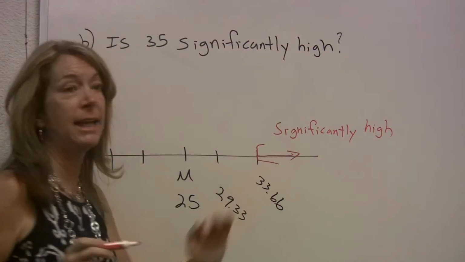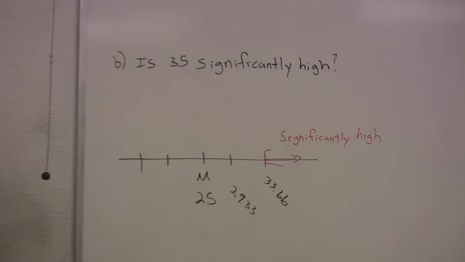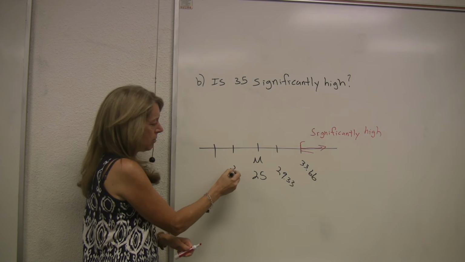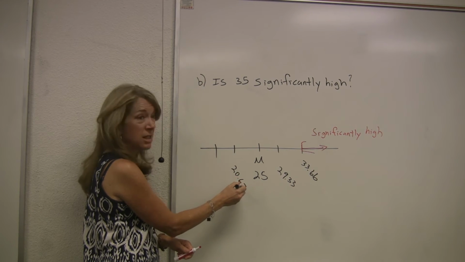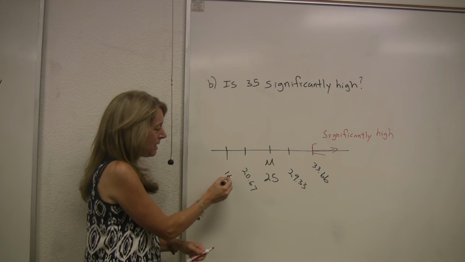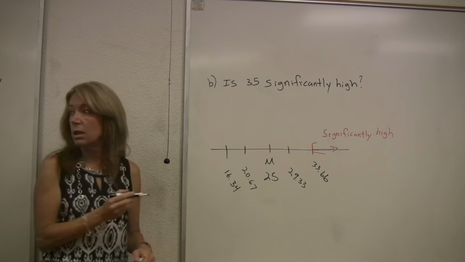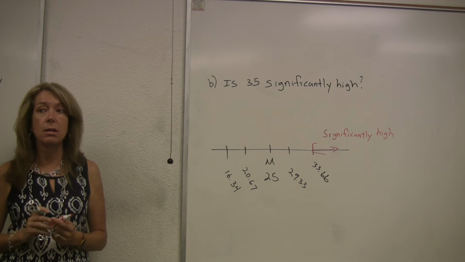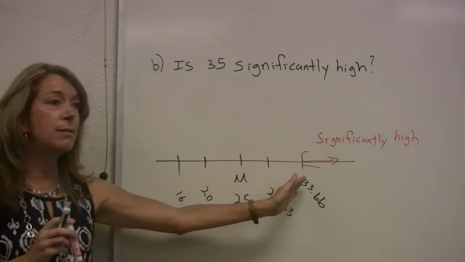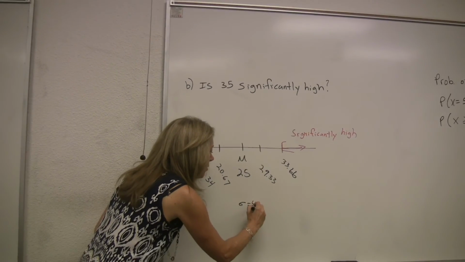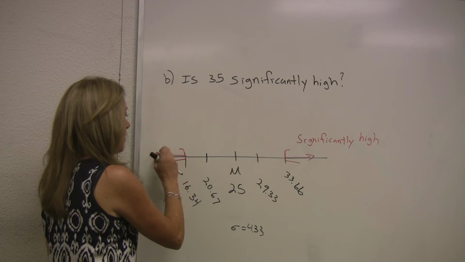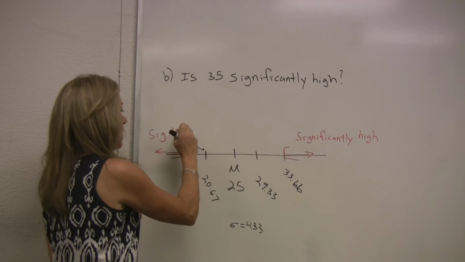That would be a really high number of questions to get correct on this test. And if we go the other way, subtracting 4.33, this will be 20.67. I'm subtracting in my head. Somebody help me out here. Thank you. And 16.34. Don't trust me to subtract in my head. Where am I getting those numbers? Subtracting and adding 4.33. Remember, sigma was 4.33. So we add, we subtract. Anything down this way is significantly low.